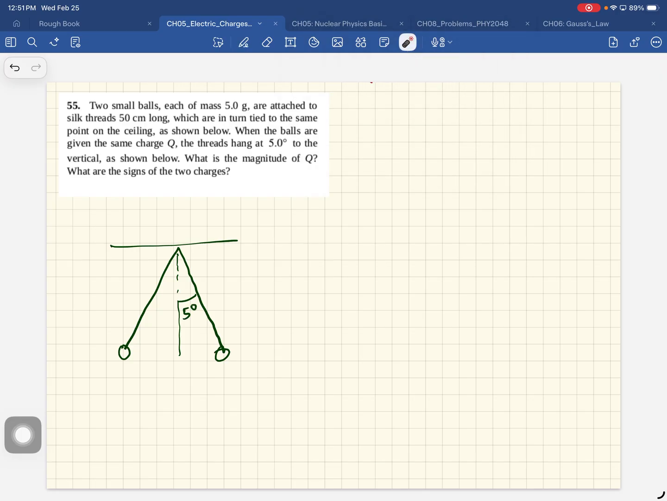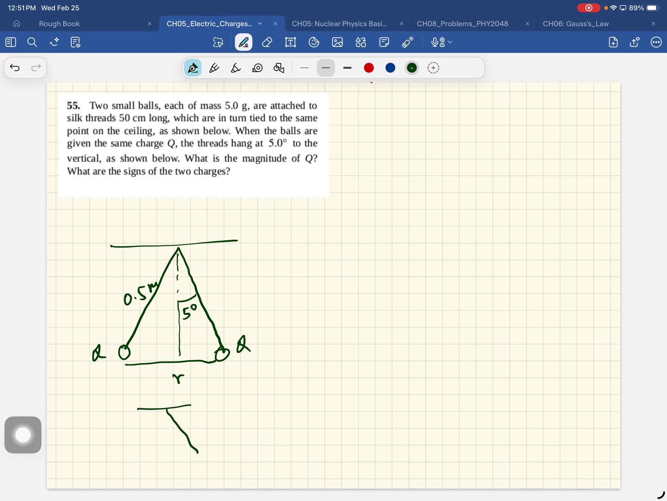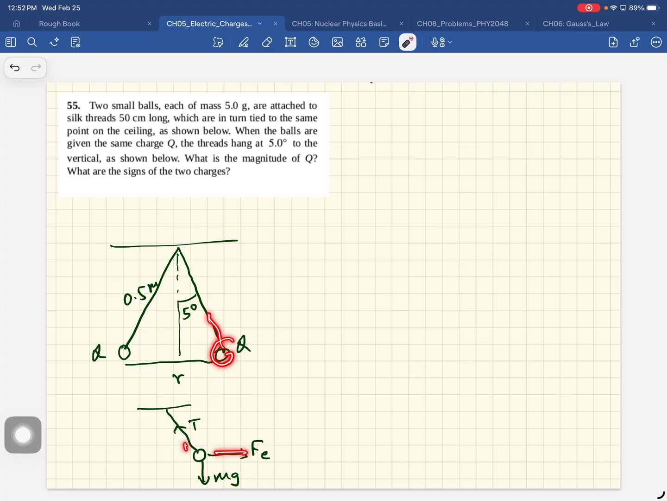This angle is 5 degrees. Before we do anything, let's calculate R. So tan 5 is R by 2 divided by 0.5 meters. So R is 0.087 meters.